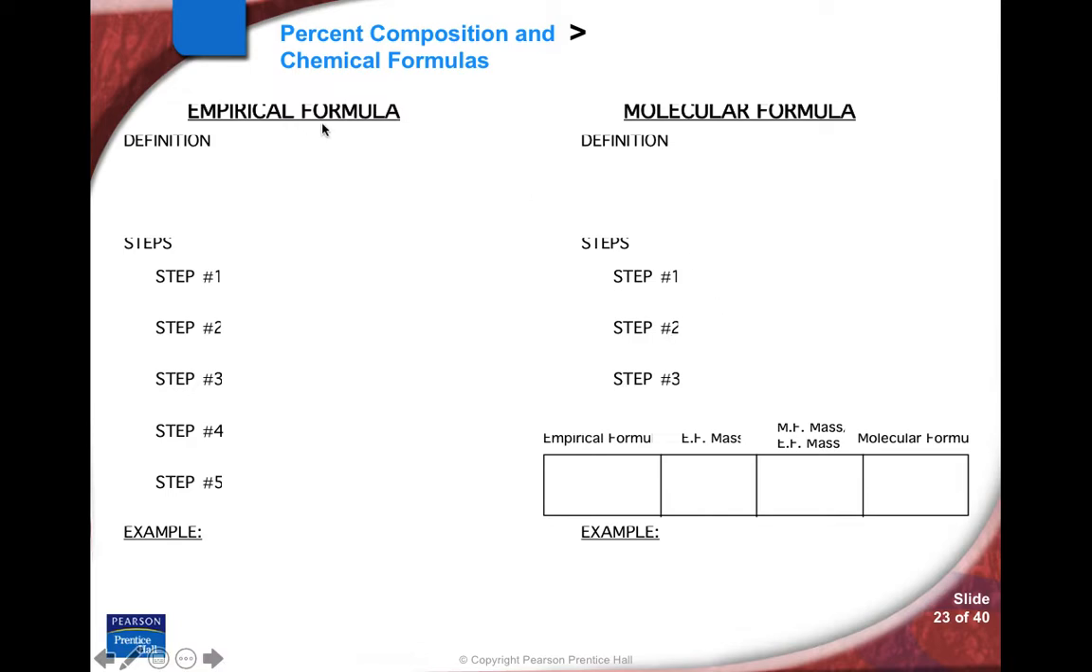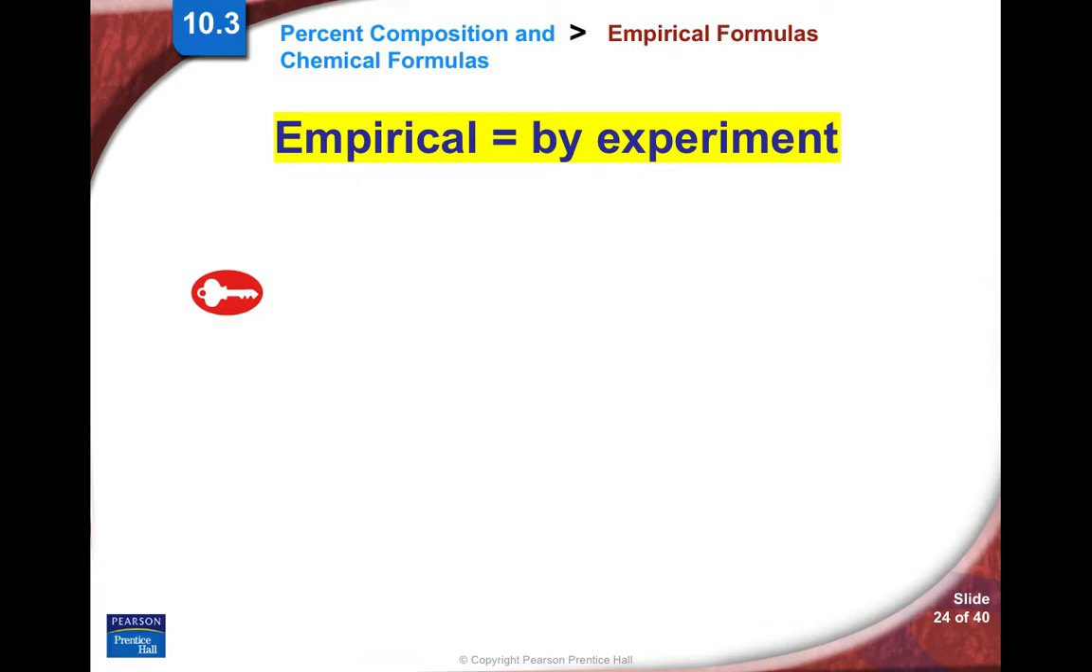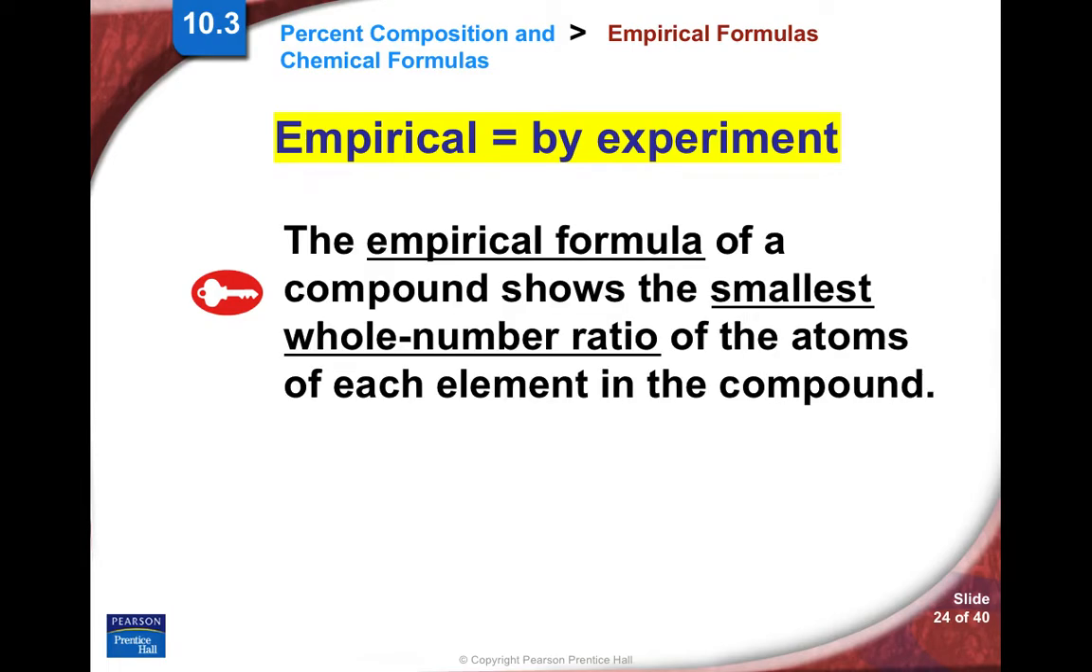Once we get the topic of empirical formula down, then we're going to go to something called molecular formula, which we've been talking about a lot, and how we figure the molecular formula out from empirical data. So what the heck does empirical mean anyway? Empirical means by experiment, and the empirical formula of a compound will always show the smallest whole number ratio of the atoms of each element in that compound.